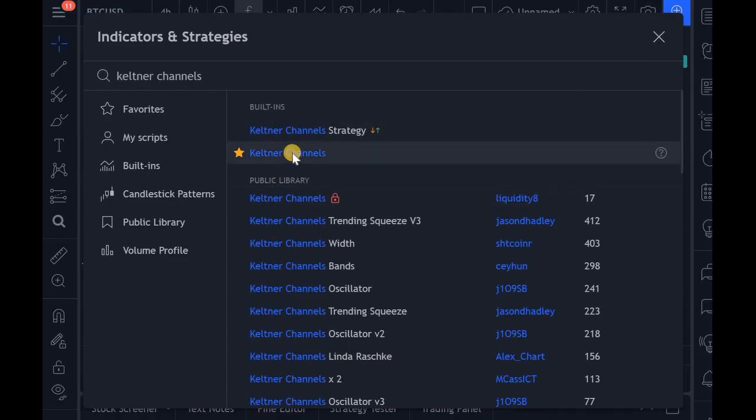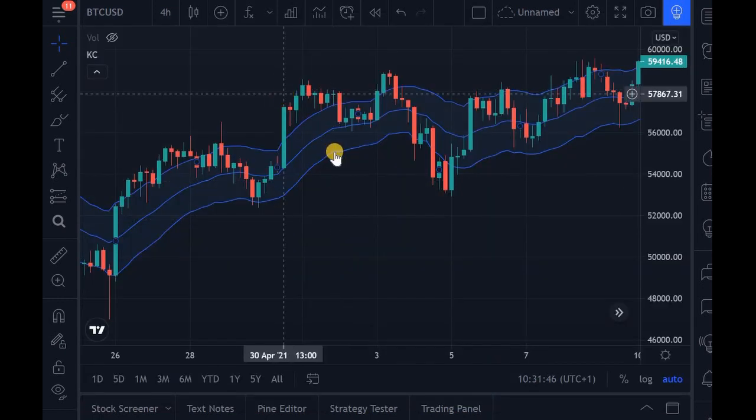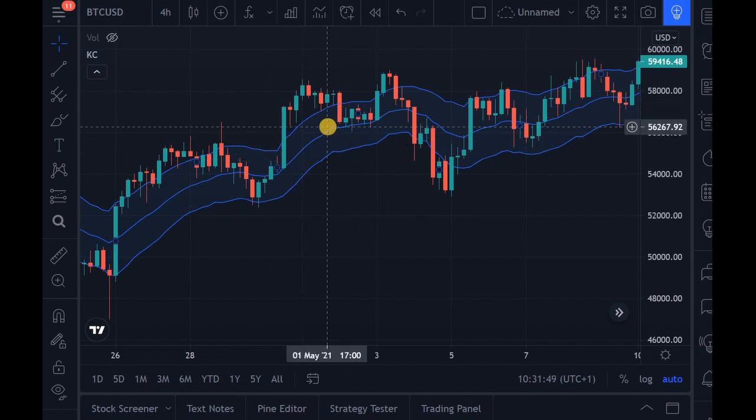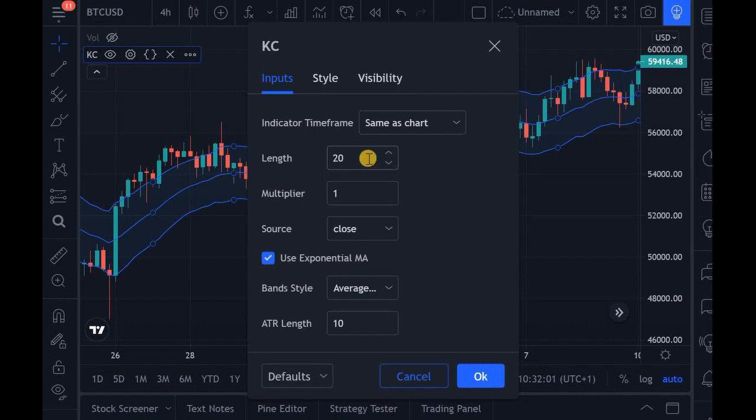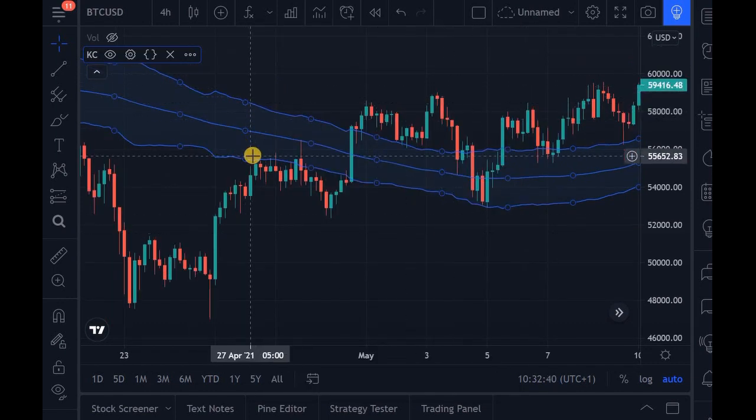Right now we are going to select this indicator. This is how your Keltner channel will look. The first thing we have to do is configure it. Let's go over to the settings and click on this. We have to change the length from 20 to 100, and also untick this, and click OK. Now we've configured this Keltner channel.